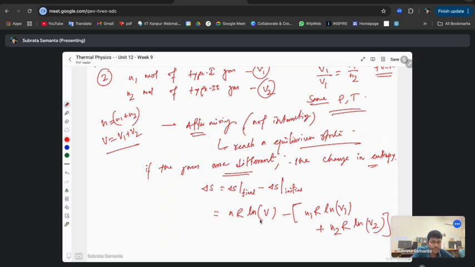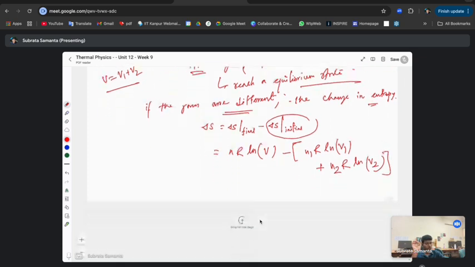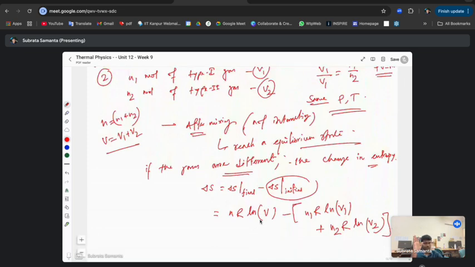Since the entropy is additive, we just add these two: N1 R ln V1 and N2 R ln V2. This is basically your initial entropy. The final one uses the total N, because now they are in only one container. There is no diaphragm separating the two, so it's only one: N R ln V, with total volume V and total number of moles N1 plus N2.